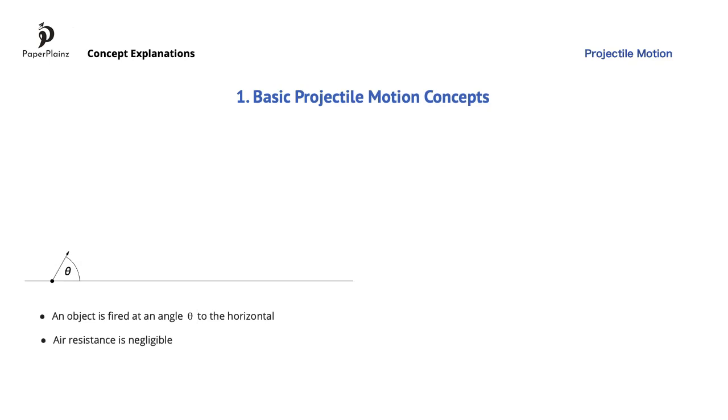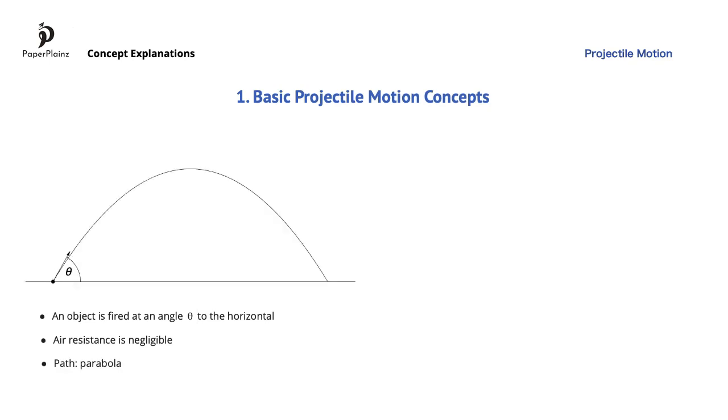A common situation in which projectile motion arises is when an object is fired from the ground at an angle to the horizontal. Such a situation looks like this. In most projectile motion questions, we will assume that air resistance is negligible, so let's make this assumption here. Since air resistance is negligible, the path of the object will be a parabola. So the path looks like this.